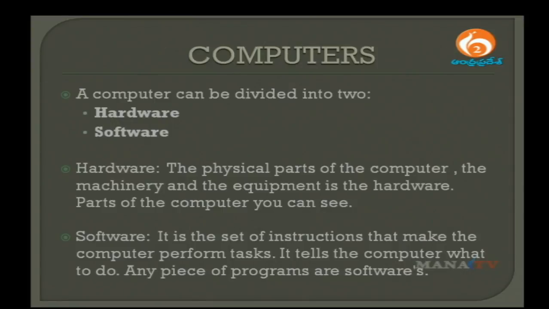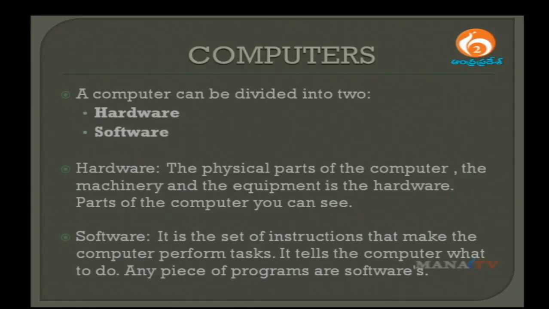So now let us go with the next slide, that is hardware and software. As I said in the initial stage, I will tell you about hardware and software at the end of the class, isn't it? So now I will tell you a computer can be divided into two, that is hardware and software. Obviously in a computer there are two kinds of things you should always remember, the first is hardware and the second is software. Now I will tell you the definition of hardware. The definition of hardware is the physical parts of the computer, the machinery and the equipment.